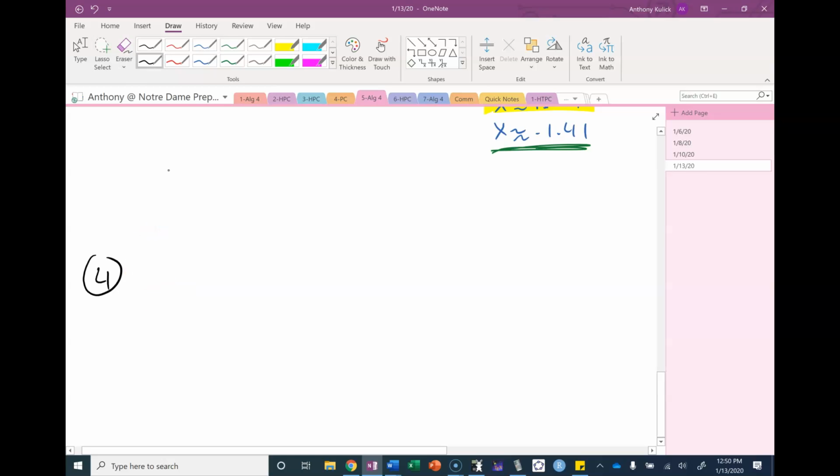So for 4, the first thing I need to do is find my list of factors. Here, the leading coefficient was 1, so all I care about are the factors of the constant term. And there are a lot of factors of 108, unfortunately.